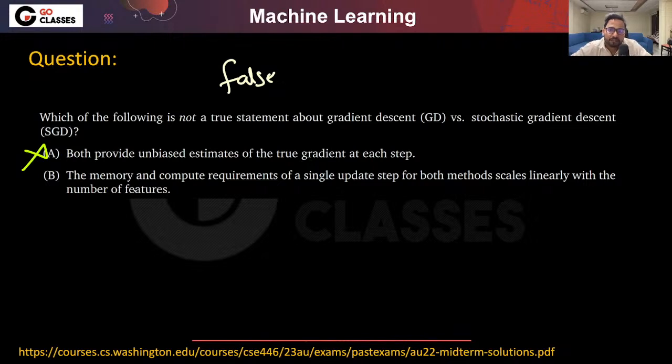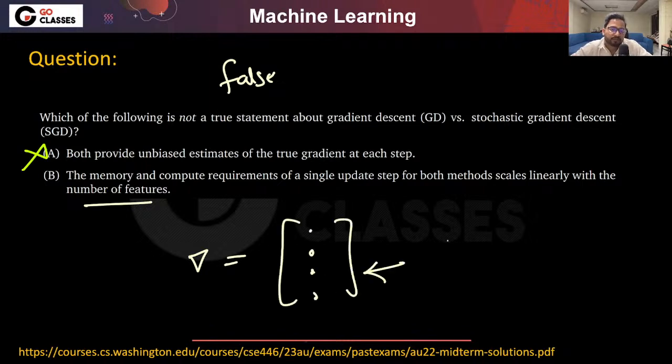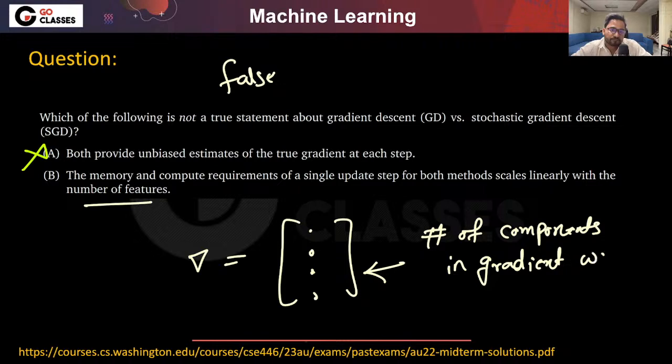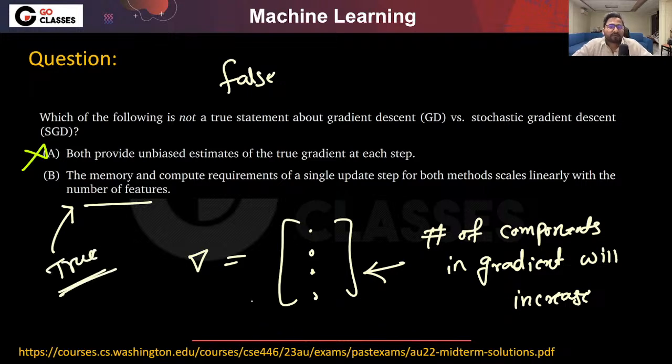If you're increasing the number of features, your grad will have more components. So the number of components in grad will increase, and then yes, both will be increasing, right? So memory and computational requirements for both of the algorithms will increase because both are using grad. So this is true, but they're asking for false.